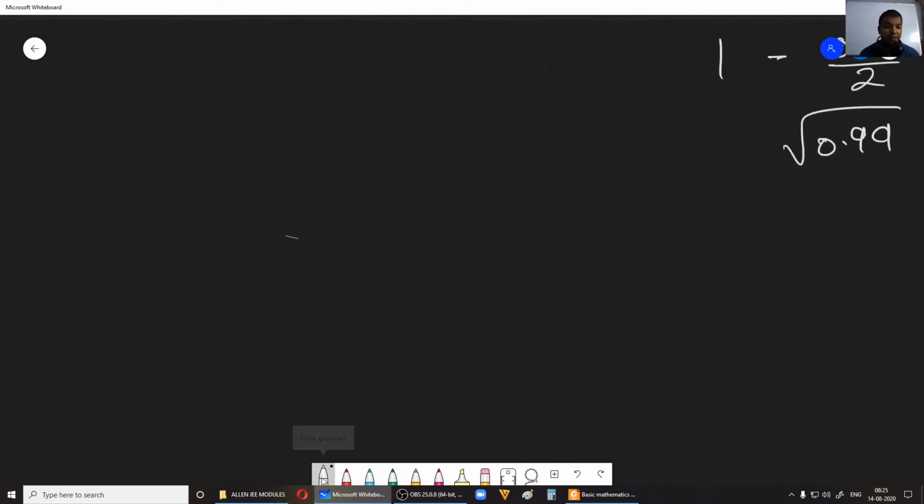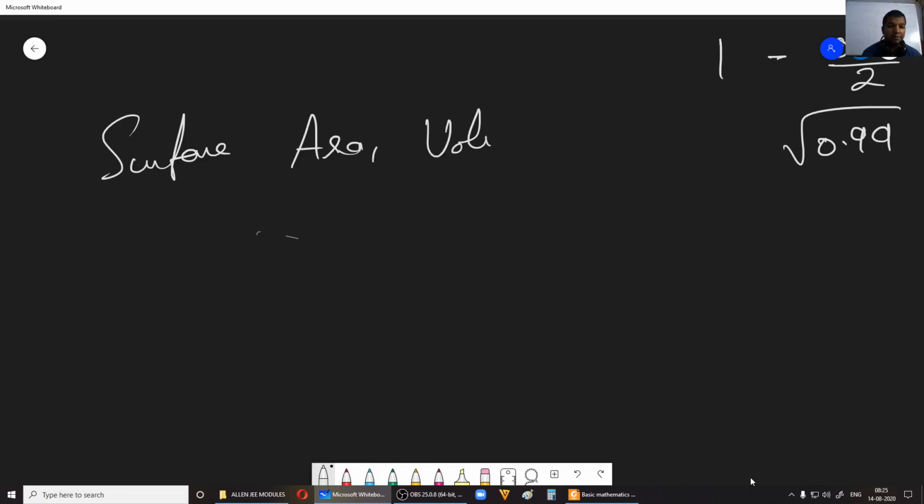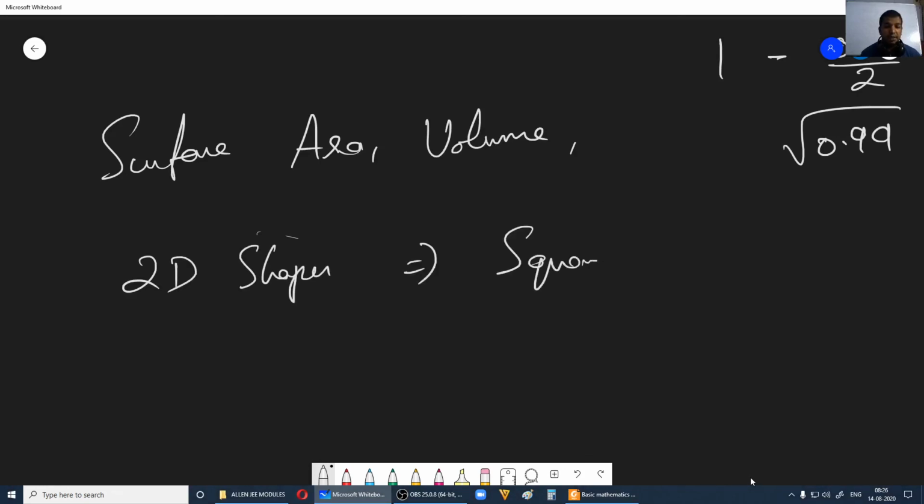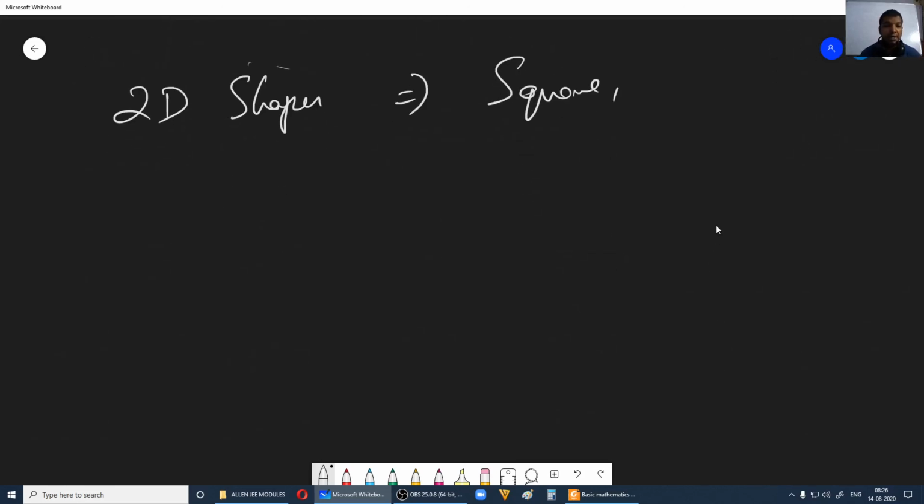So what else we need in your physics is that you need to remember surface areas, then volumes of 3D shapes, and even your two-dimensional shapes like square, then regular polygons, then rectangles, then what else? Circle, ellipse. Yeah, I forgot to tell you the area of the ellipse, so just take it as a note.